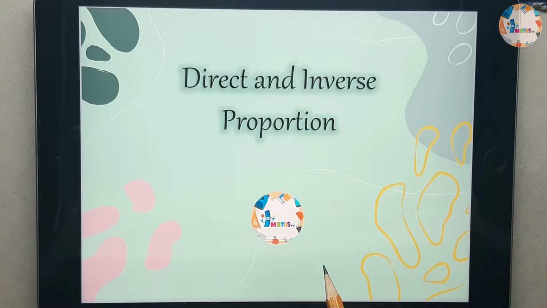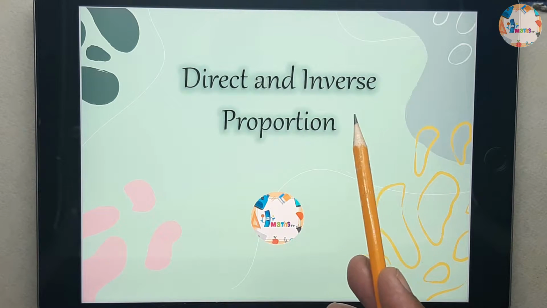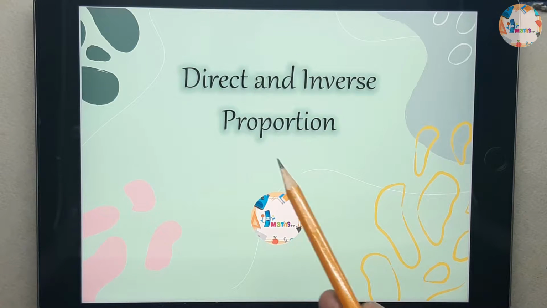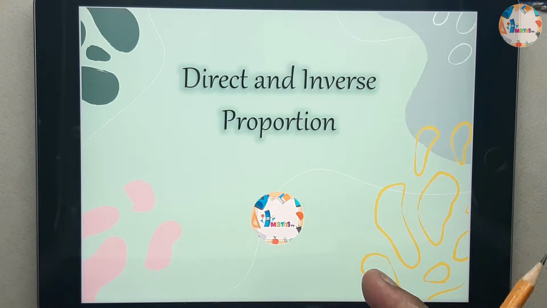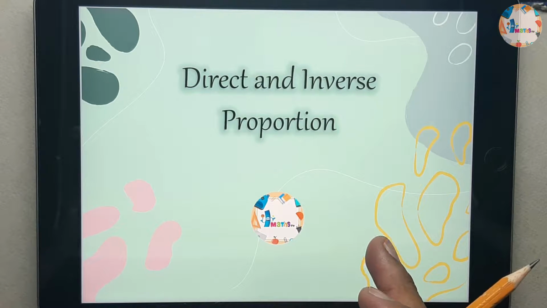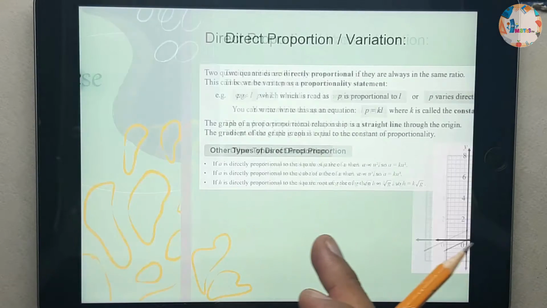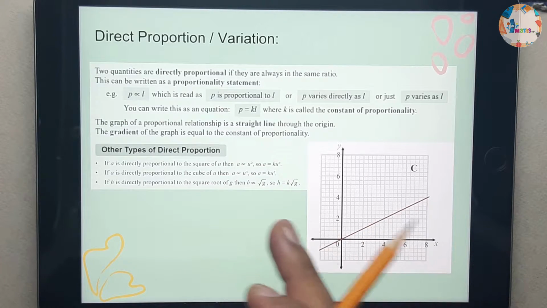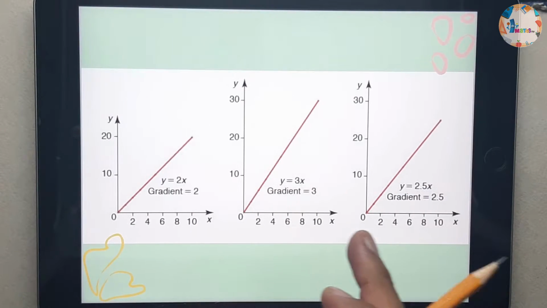Welcome to Maths TV. This is a step-by-step revision series, and we are going through direct and inverse proportion, or direct and inverse variation. This is part 2 of this topic. If you have not watched part 1, it is better to go through that video first, and then come to part 2. In part 1 we went through direct variation in detail, and graphs also.